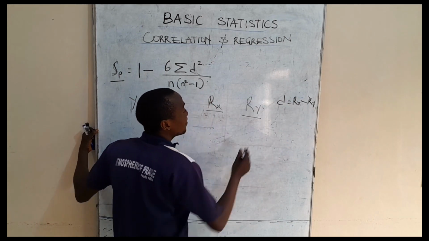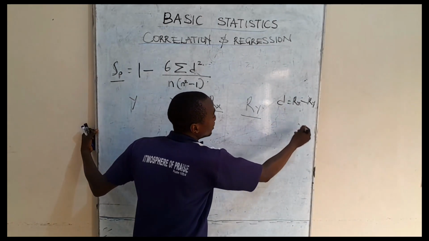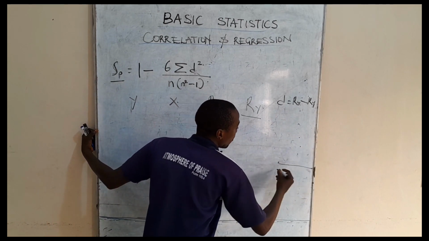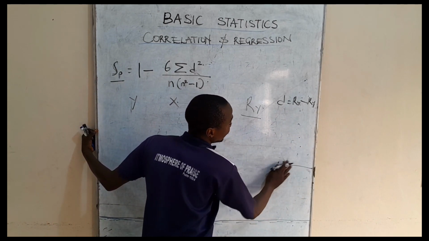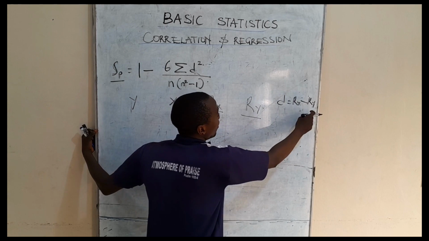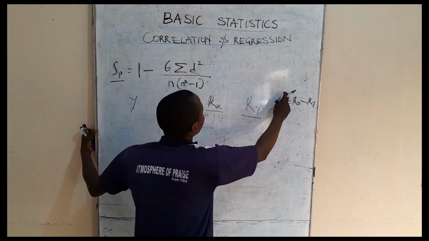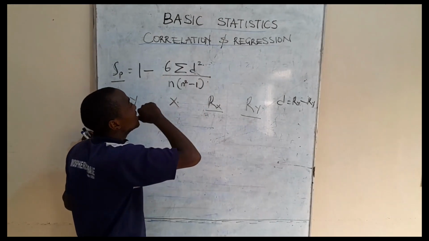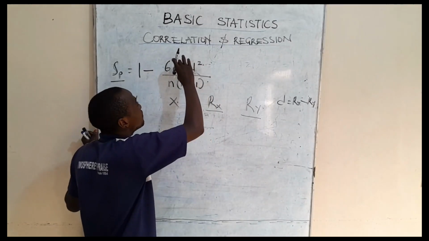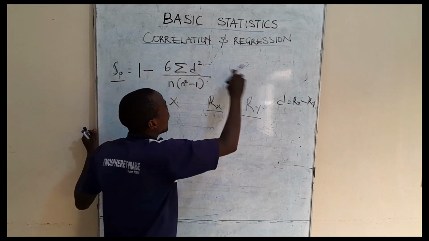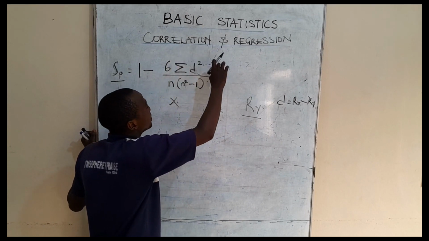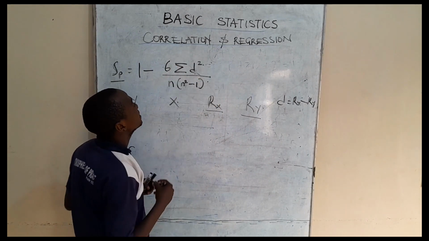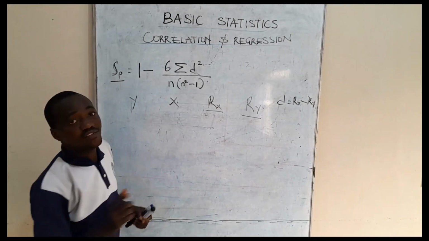So the difference between the ranks is what we call D. After ranking them, I will find the square of this, which is what we call D squared. After getting the D squared, I will sum all the D squared that I have. Immediately I sum everything together, I have the summation of D squared.